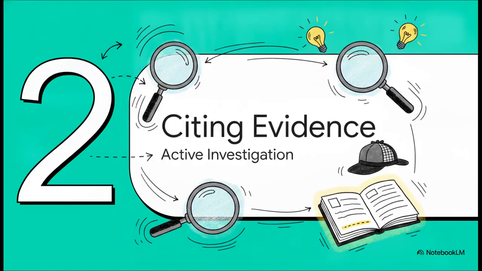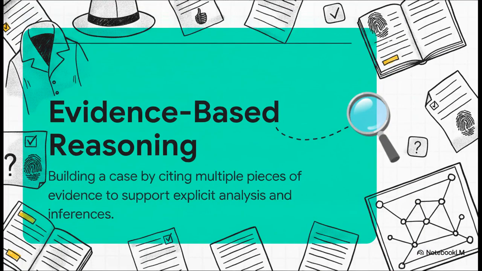Moving right along to Section 2, citing strong textual evidence. We're moving from passive reading to active investigation. This is where your first major mission as a 7th grade reader begins, finding the proof. I want you to think of yourself as a detective, and the text is your case file. The target here is Reading Informational Text Standard 7.1. Now, in 6th grade, finding just one piece of evidence was usually enough, right? But 7th grade demands a lot more.